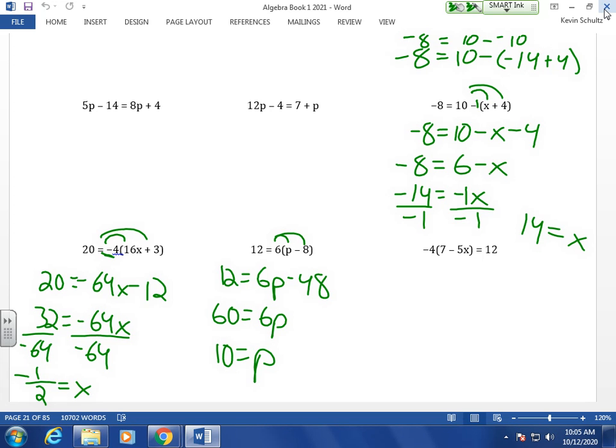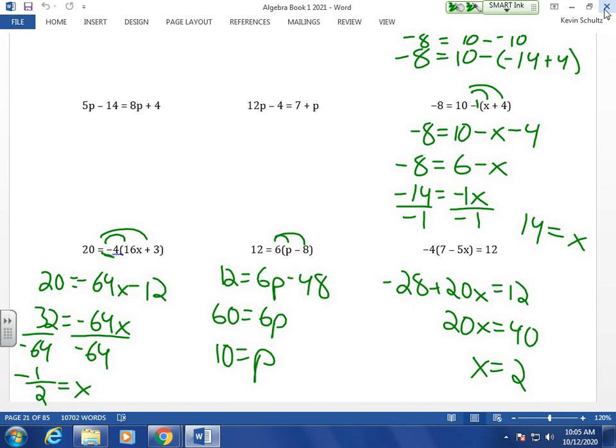And the last one, distribute in that negative 4. That gives us negative 28, positive 20x, because it is a negative 4 times negative 5. Okay, so it's positive 20x. That equals 12. Add 28 to both sides. 20x equals 40. Divide both sides by 20, and we get 2.